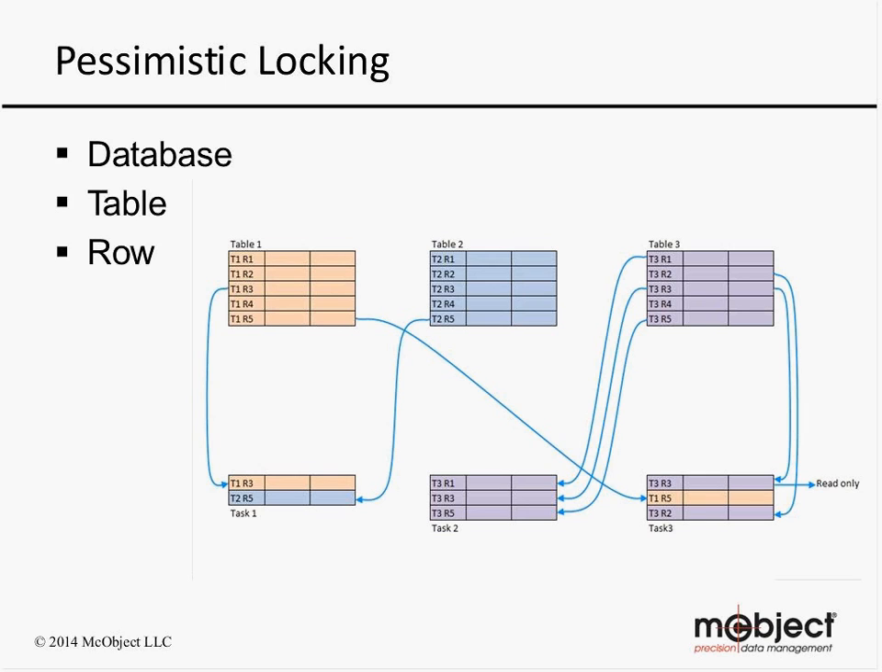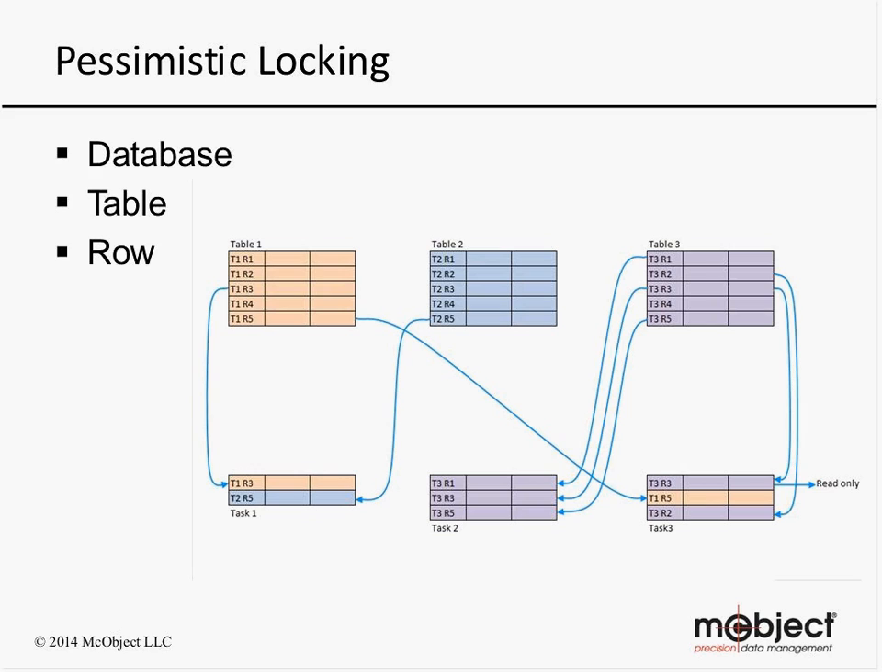With table locking, task 1 and task 2 can run in parallel because task 1 acquires locks on table 1 and table 2, while task 2 acquires locks only on table 3. So in this case, task 3 is going to block until both task 1 and task 2 complete, because it also needs a lock on table 1, which is locked by task 1, and it needs a lock on table 3, which is locked by task 2.